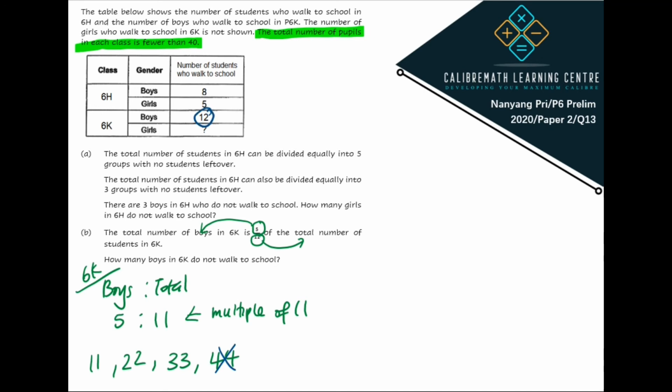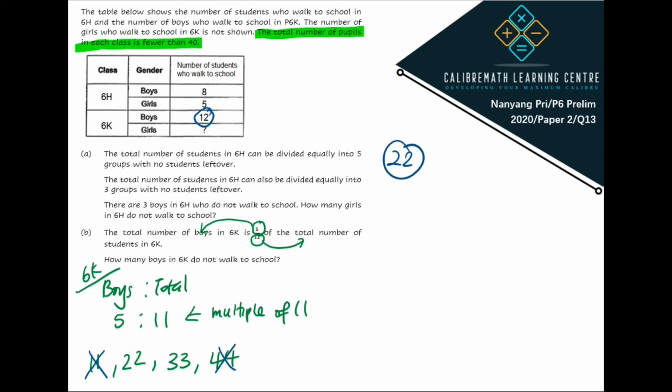There are 12 boys in 6K that walk to school. Now, since the number of boys that walk to school is already 12, 11 cannot be the total number of students in 6K. So we are left with 2 possibilities here, 22 and 33. So let's work it out to see which one is the correct answer.